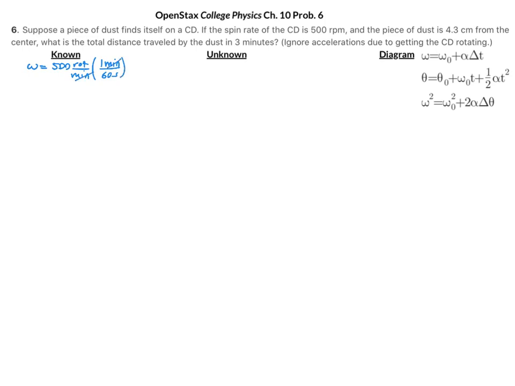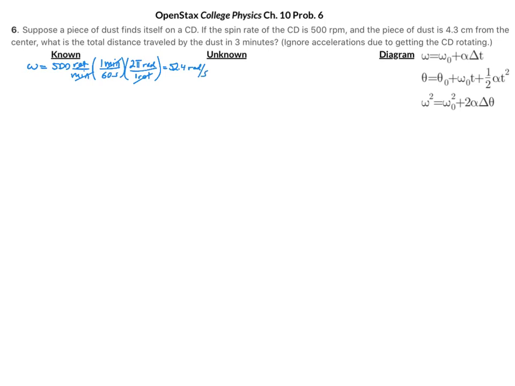so the minutes cancel out. And I also know that there are 2 pi radians in 1 rotation. So then the rotations cancel out. And when we multiply these numbers out, we end up with 52.4 radians per second. So now we know the angular velocity of the CD.